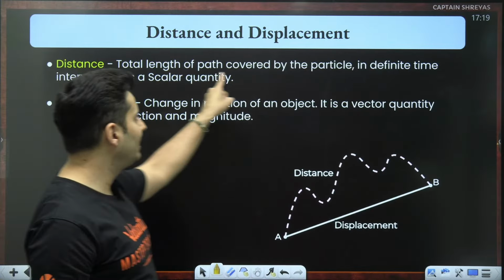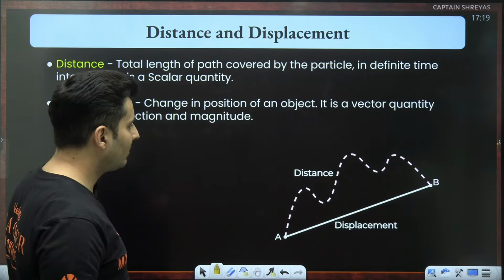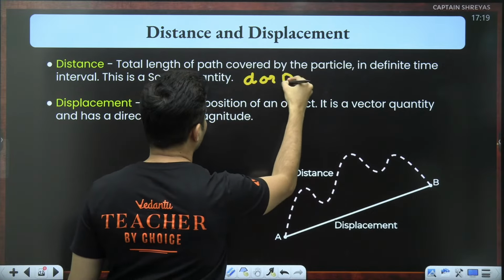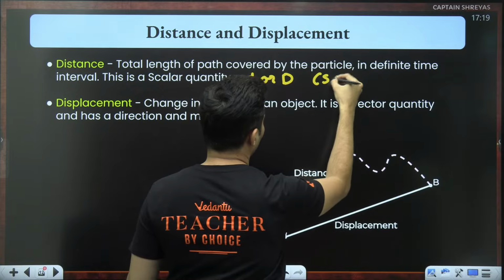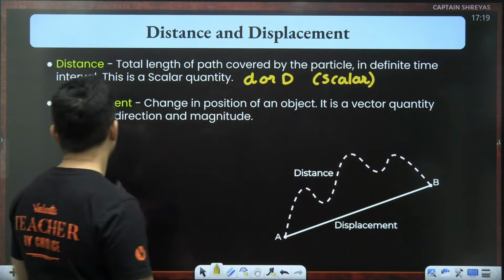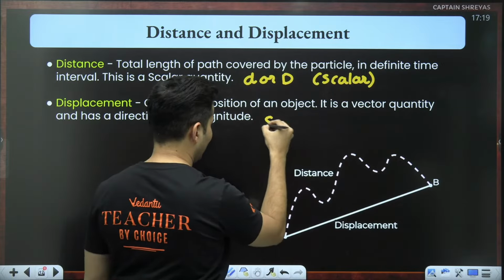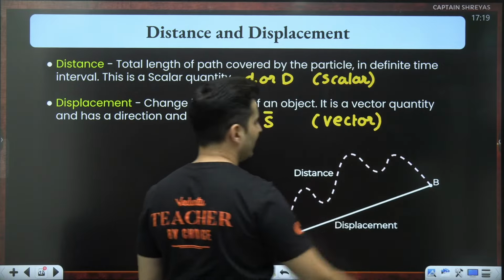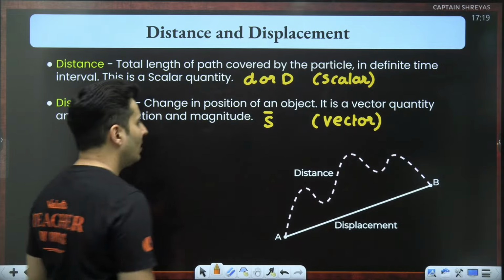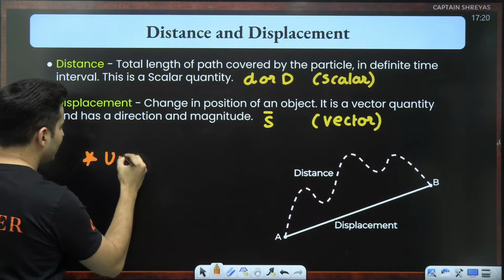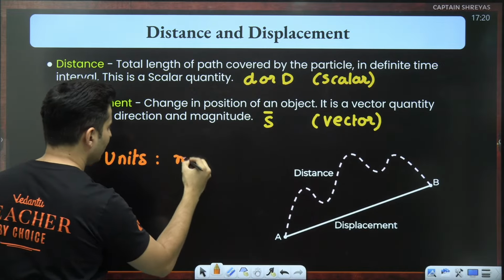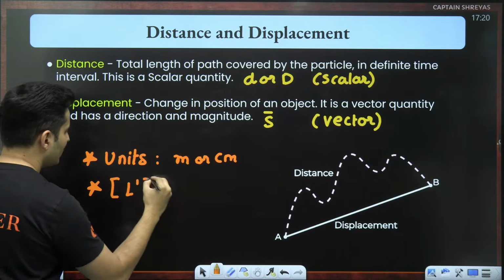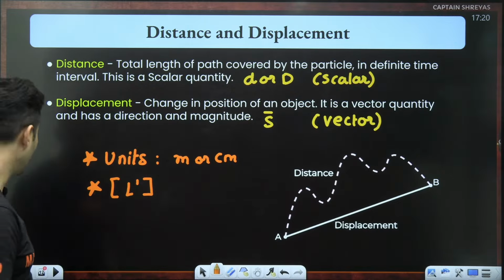So distance is the total length of the path covered in some interval. Usually the symbol for distance is small d or capital D, and it is, remember, a scalar quantity. Displacement, usually you use the symbol S bar, okay, and this is nothing but a vector quantity. Not just that, both of them have the same units, either meters or in CGS, centimeters. If you talk about the dimensions, it is length raised to 1. That is the dimensional formula for distance or displacement.